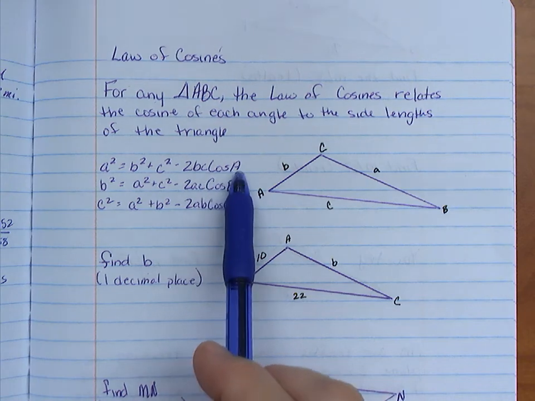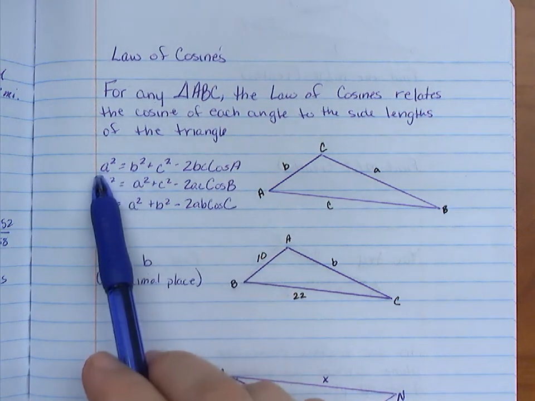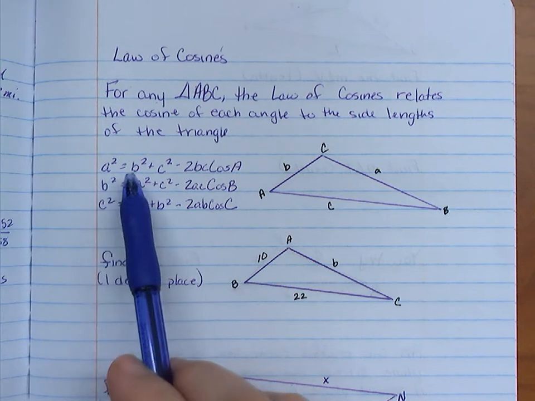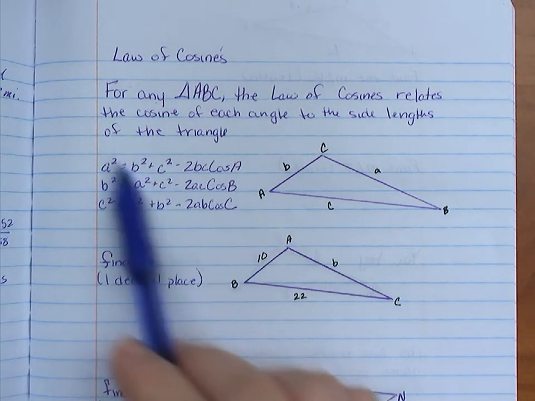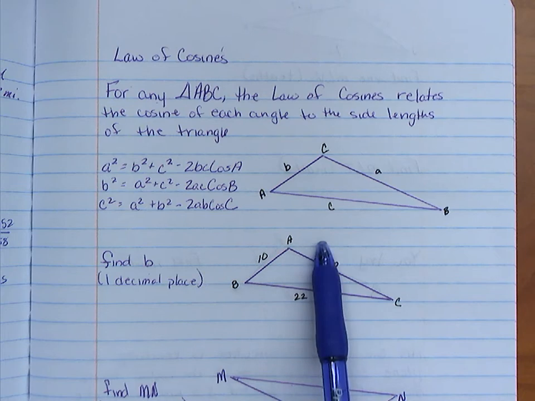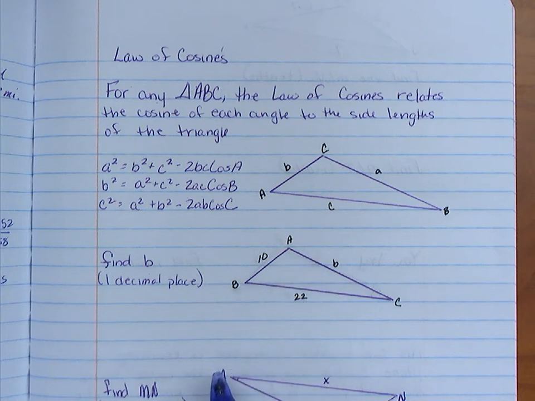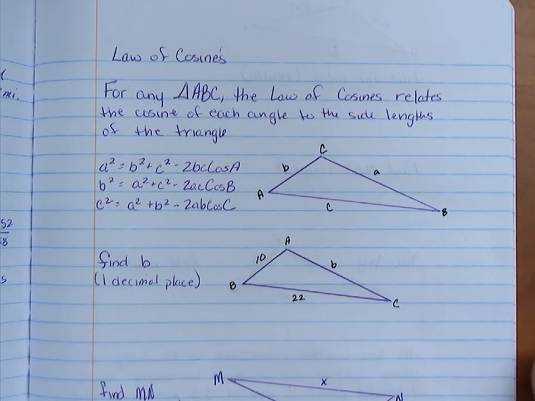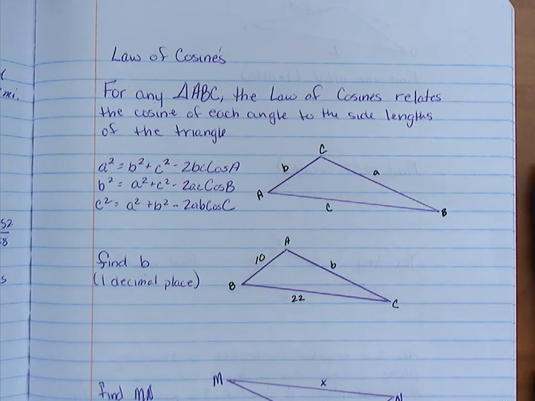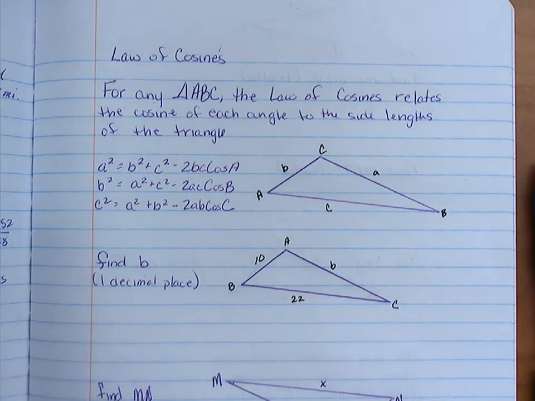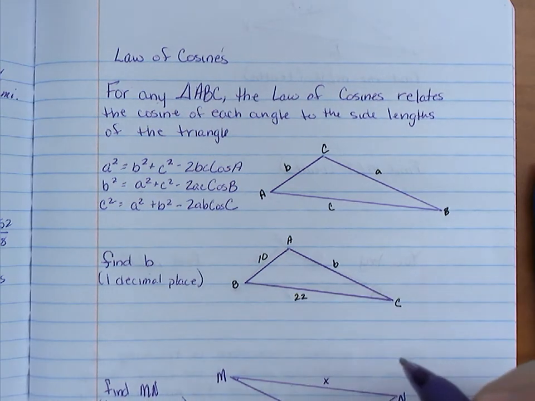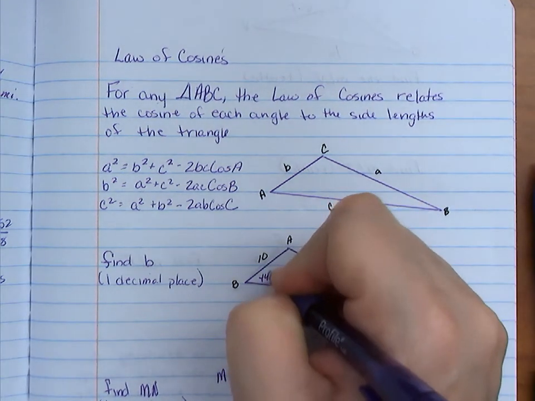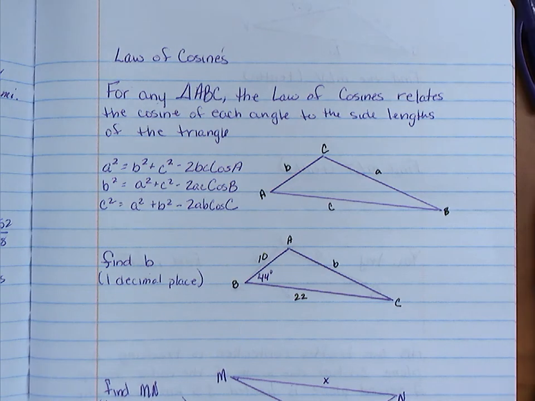So if I'm looking for angle A, then I need to have the side opposite A, and I need to have B and C so I can fill in this formula. So here I'm going to be looking for a side length B. This is 44 degrees. And I can just simply plug this into the formula and find out what B is.